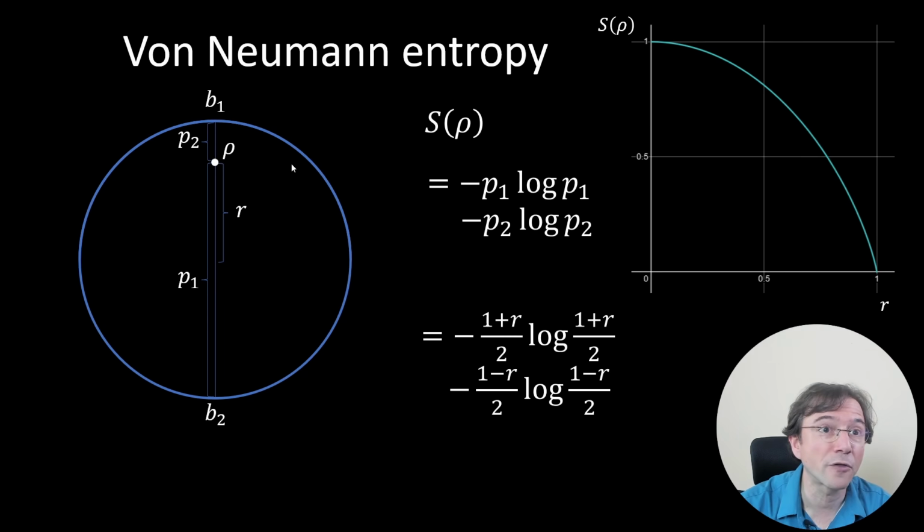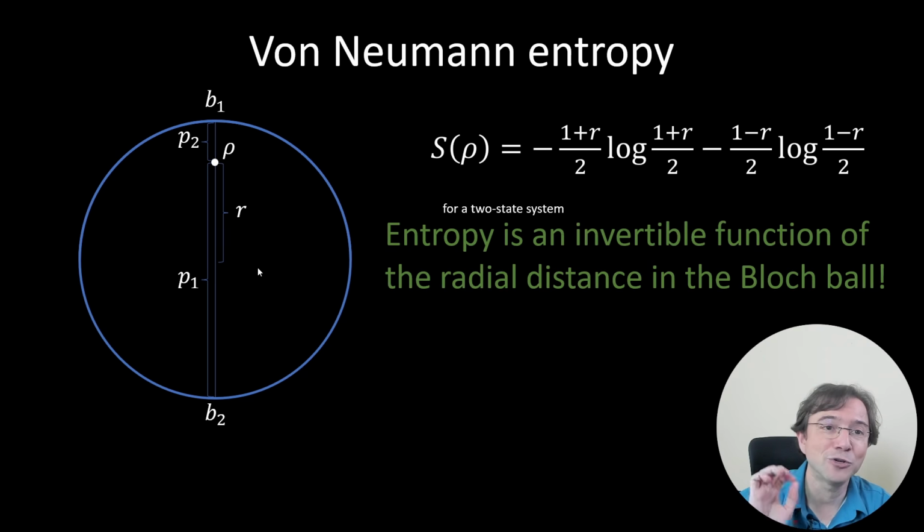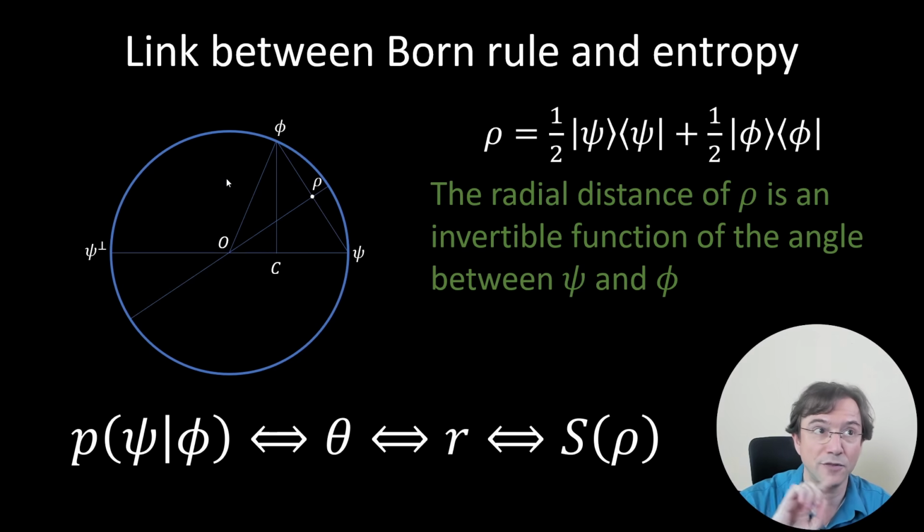As you go further out, your entropy decreases and it gets to 0 when you are in a pure state. So you can imagine that the entropy gives you concentric shells, and the more you get inside, the more the state is mixed, the higher the entropy. Geometrically, the important thing is that the entropy is an invertible function of the radial distance in the Bloch ball. If I tell you the entropy, I'm telling you this R, and if you give me this R, I can tell you the entropy. It's the same thing.